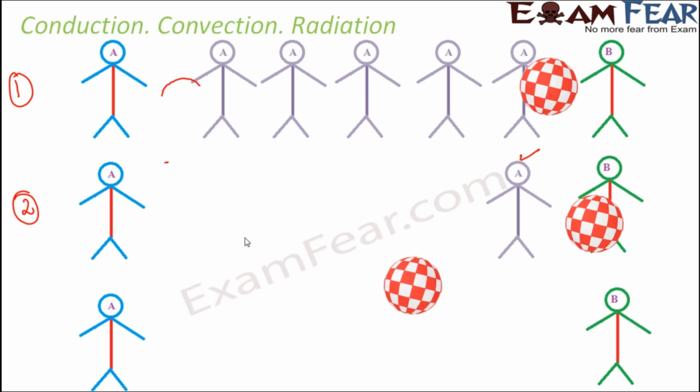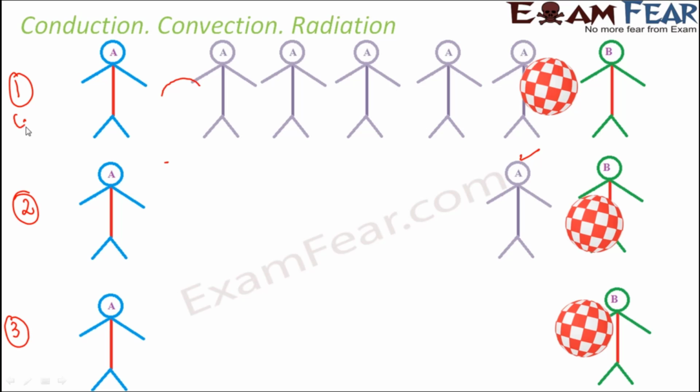And the third mode of doing this is ask nobody's help. You just throw the ball from here and the ball reaches B. So that is the third way of transferring it. Now, conduction, convection and radiation are exactly like this.